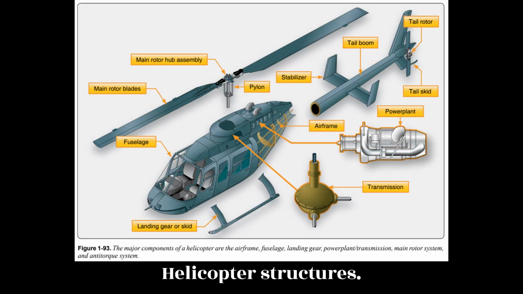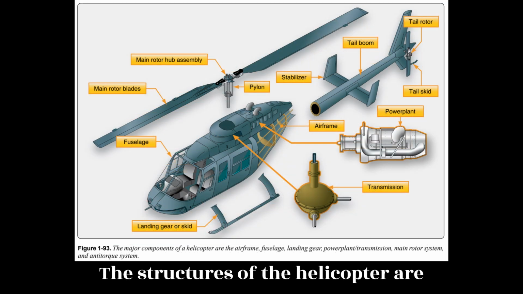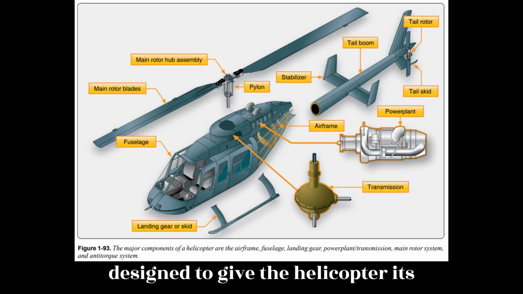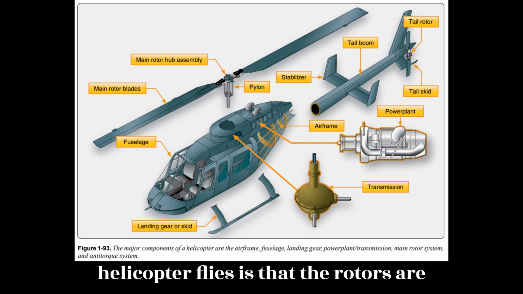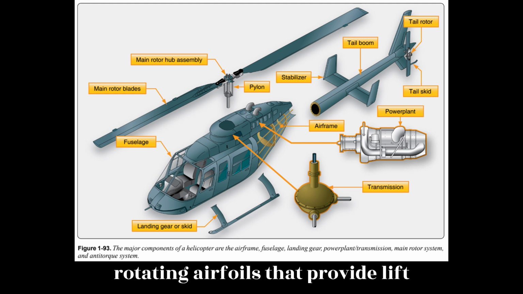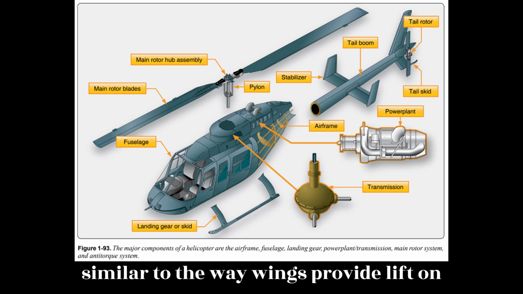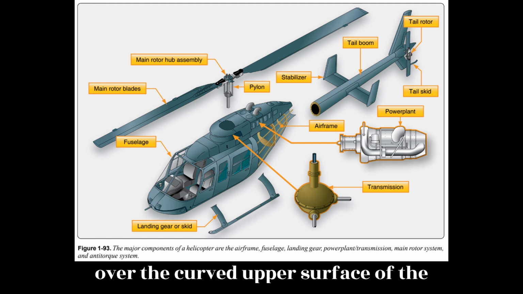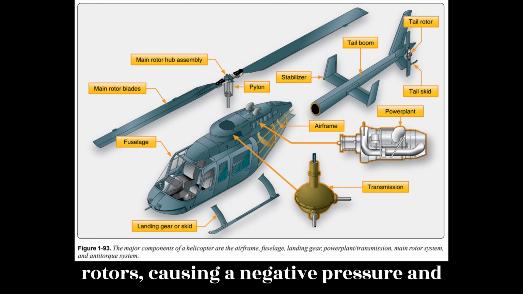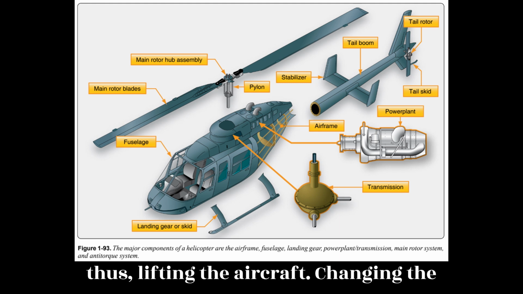Helicopter structures. The structures of the helicopter are designed to give the helicopter its unique flight characteristics. A simplified explanation of how a helicopter flies is that the rotors are rotating airfoils that provide lift similar to the way wings provide lift on a fixed-wing aircraft. Air flows faster over the curved upper surface of the rotors, causing a negative pressure and thus, lifting the aircraft.